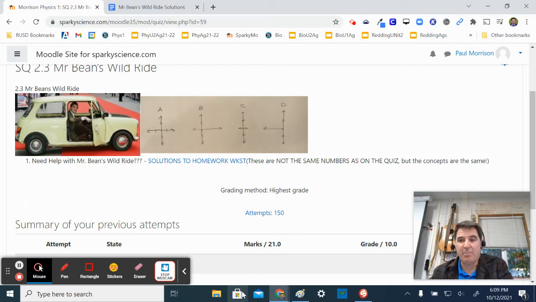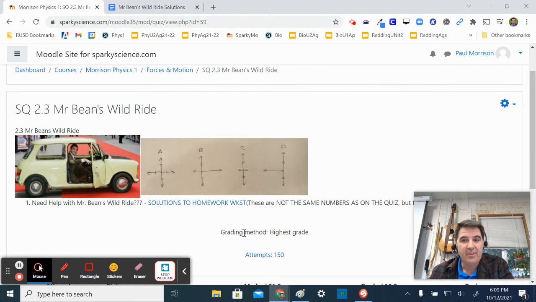So we have a worksheet today called Mr. Bean's Wild Ride, and the test is going to be in a large part based upon this worksheet. So it would really behoove you to make sure that you're making sense of this worksheet and really know what you're doing, because the test is literally a couple pages, maybe 3 of the 4 pages, based upon this worksheet, which is mainly using Newton's first and second laws.